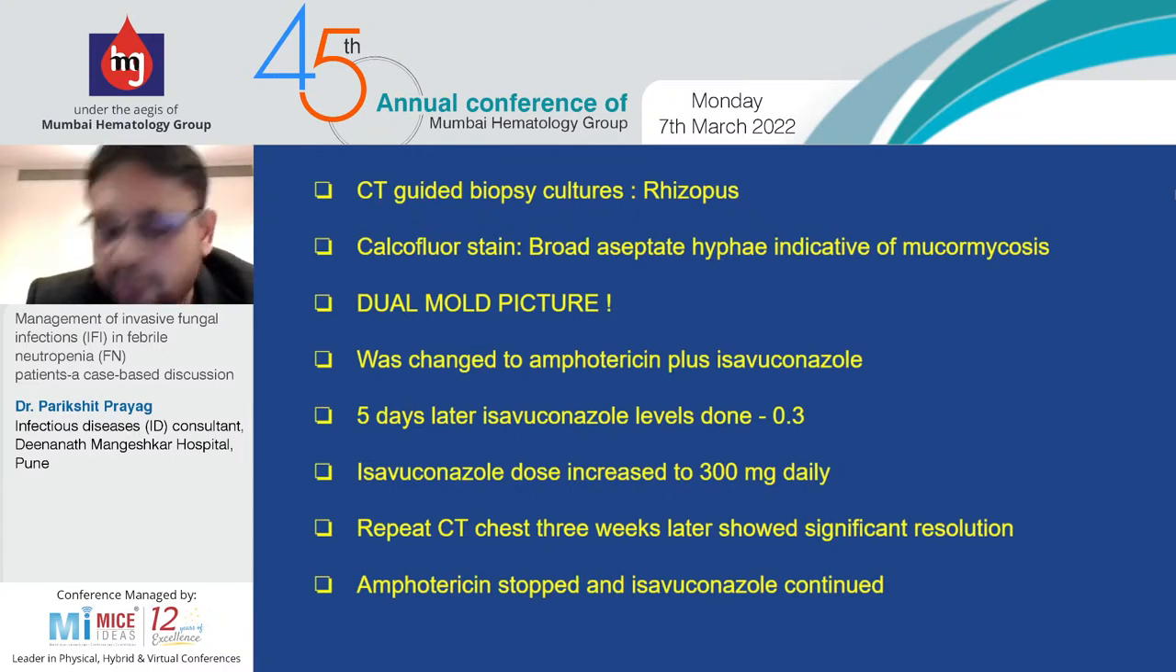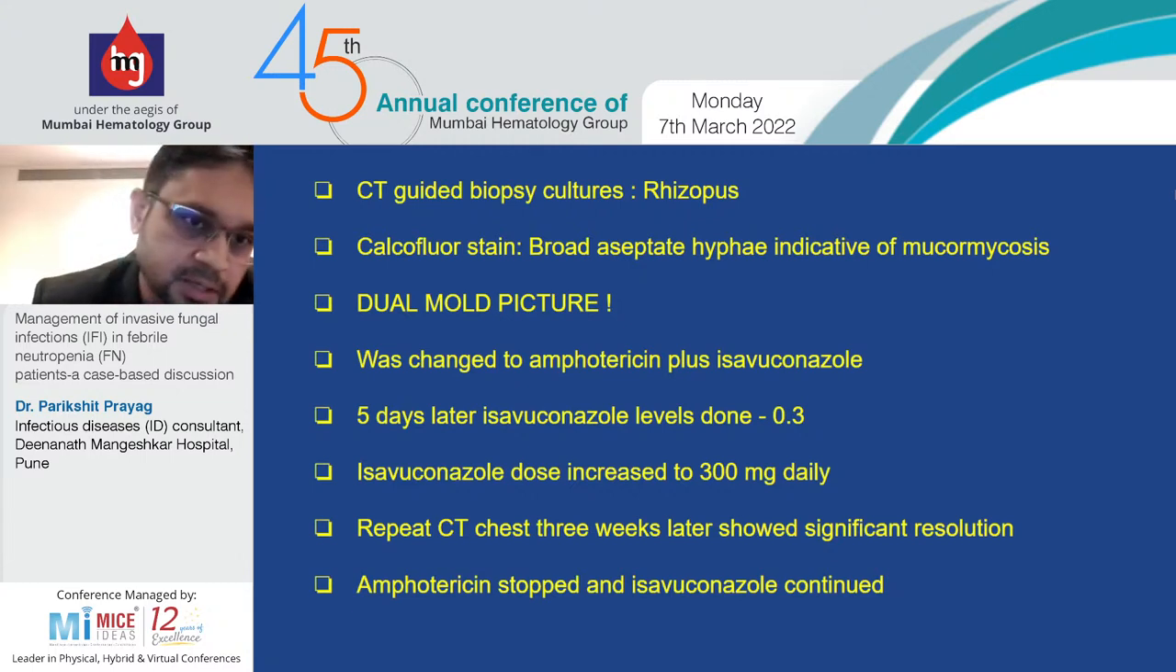Again, the merit for doing isavuconazole levels is not as strong as it is for posaconazole or voriconazole levels, because isavuconazole usually has very predictable pharmacokinetics. So it is very, very rare to find a patient who has subtherapeutic levels, except some patients who might have CYP3A4 polymorphisms, because that is the enzyme which metabolizes isavuconazole.